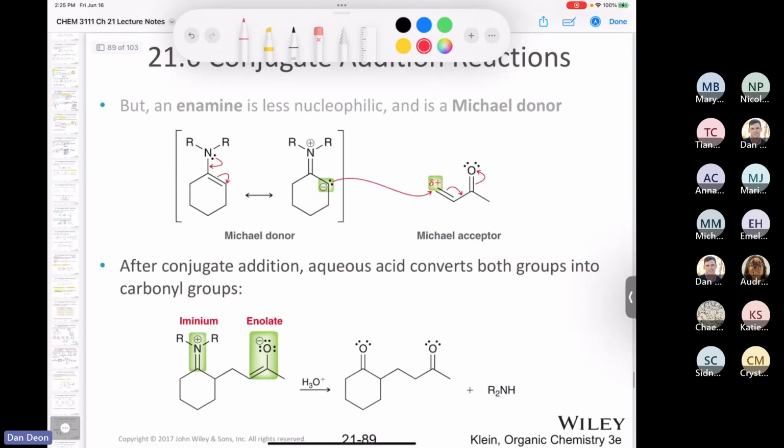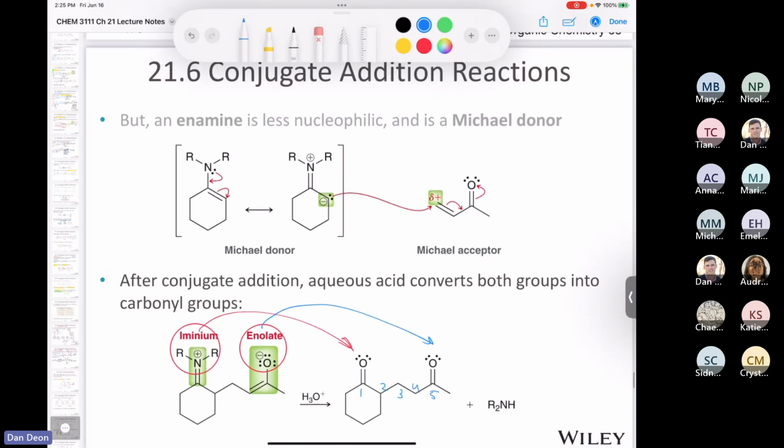So what would be the point of all this? Well, after you do your Michael reaction, you end up producing an iminium ion. So if you look here, we have an iminium, and then here we have an enolate. The book doesn't even cover the mechanisms, which I'm sure you could figure out, but all you have to do is treat it with aqueous acid, and the iminium gets converted into a carbonyl, and the enolate undergoes proton transfer to form an enol, and then tautomerization to give you a carbonyl. So you end up driving both of them to the carbonyl. So you end up with a 1, 2, 3, 4, 5, so a 1,5 dicarbonyl. Pretty cool synthesis, the Stork enamine synthesis.